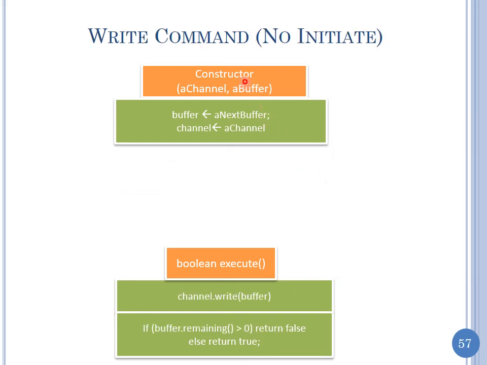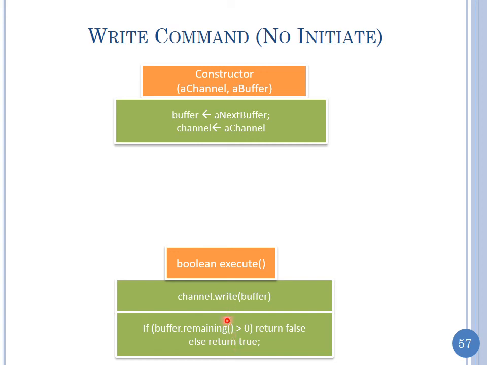So we have a constructor, no initiate method, and of course an execute method. And the constructor simply takes its two arguments, stores them in instance variables so that they can be accessed by the execute method. And the execute method writes the buffer and doesn't blindly return true as other methods have done.